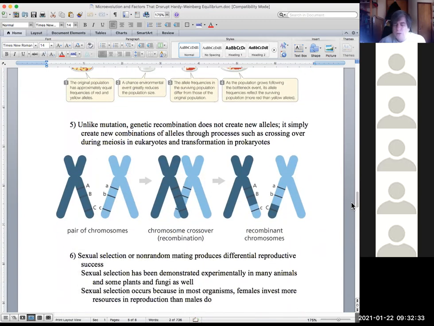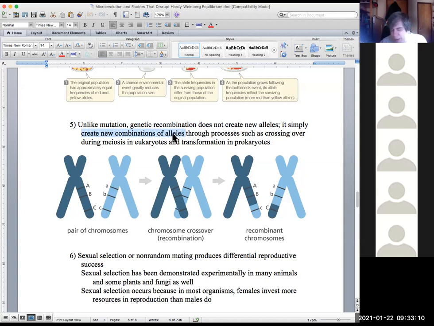Now, another characteristic that can change allele frequencies is something that we usually just generically refer to as genetic recombination. And recombination means new combinations of alleles. Now, it's not exactly like mutation, because a mutation can create a completely new allele. But what genetic recombination does is it creates new combinations of alleles. And there are a couple of ways that this can happen.